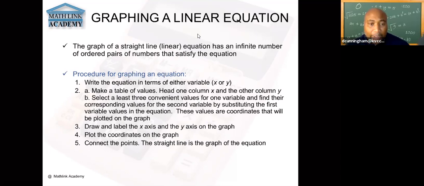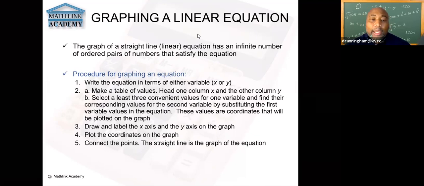Through our procedure we see here, we want to write the equation in terms of either variable x or y. We're going to have two variables, x and y, and they're unknown. And we're going to talk about how do we graph that. We're going to make a table of values. This is going to be the route we're going to do today. Make a table of values, head one column with x, head the other one with y, and then you select what value you want for x and y and plug it into the equation and solve for it. You pick it. It may be different than what I pick, but whatever points you pick, they're going to work and make us that straight line.